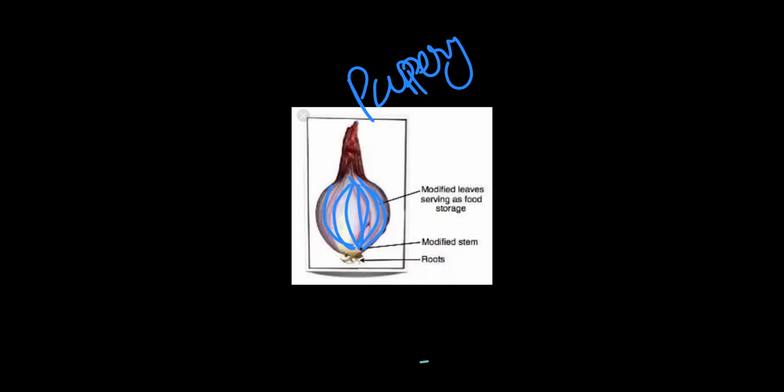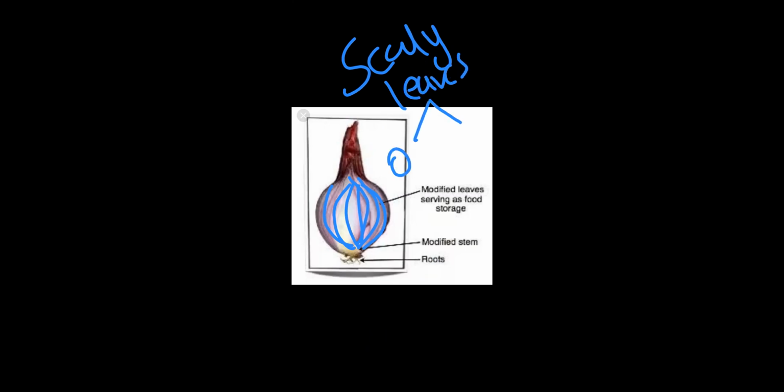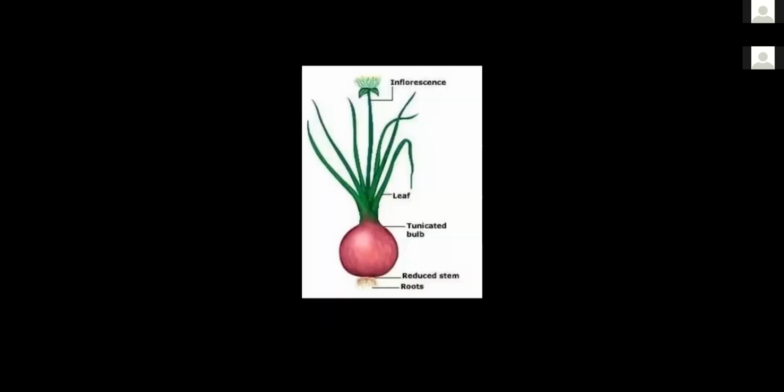We call these leaves scaly leaves. These leaves are called scaly leaves, in which the outer are papery in nature and the inner store the food and become fleshy. Understood? In onion, this structure is formed that we call a bulb-like structure, the entire structure.